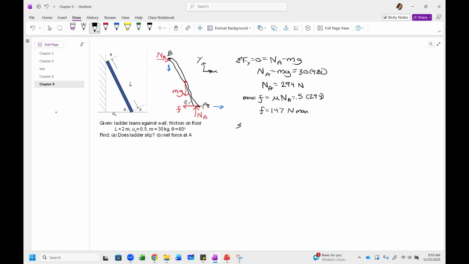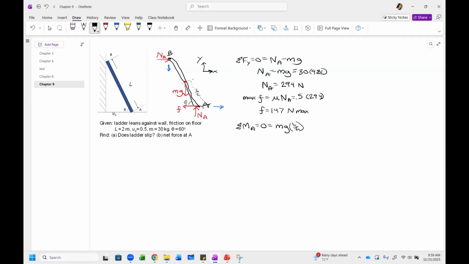So we'll say sum of the moments around point A equals 0. And then we have the weight pulling down, and that's counterclockwise. So mg times its distance, which is, it goes halfway up here. So that's L over 2.